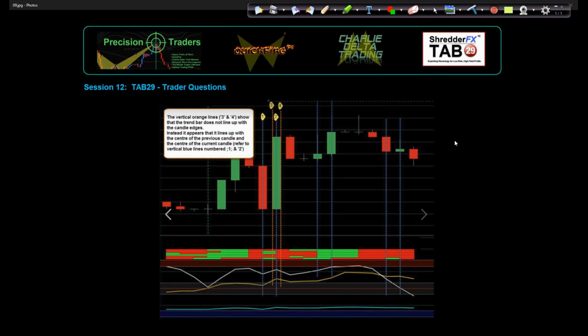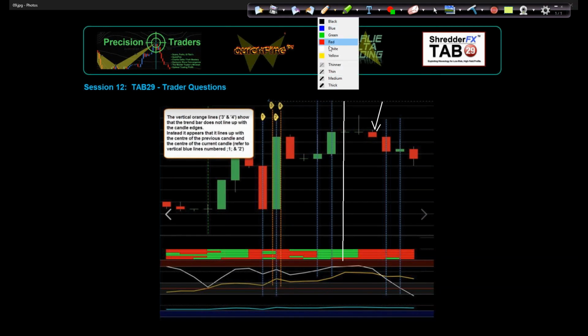I don't have anything here I like. Let's say we entered on this candle here. We would not put our white line on this candle in front of it. We would put our white line over here, and next to it, we would write -2, so we know we're talking about that as our entry candle.